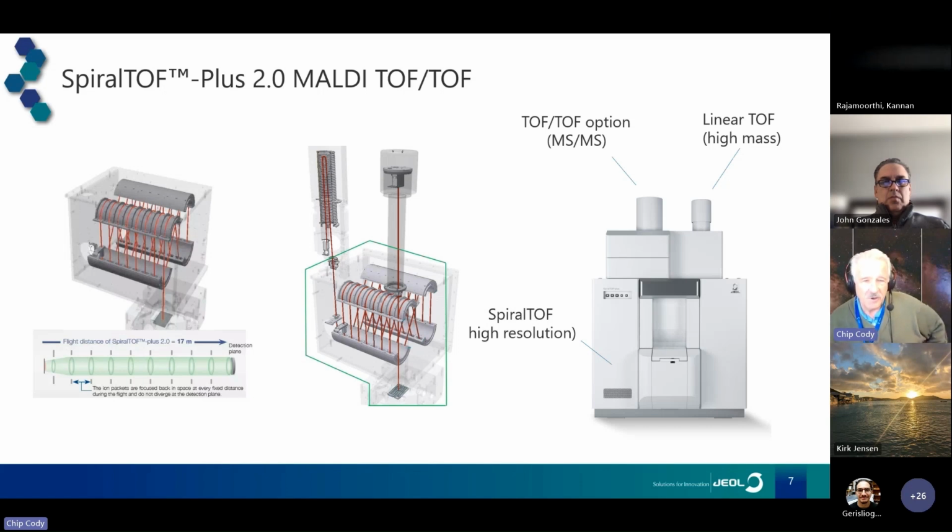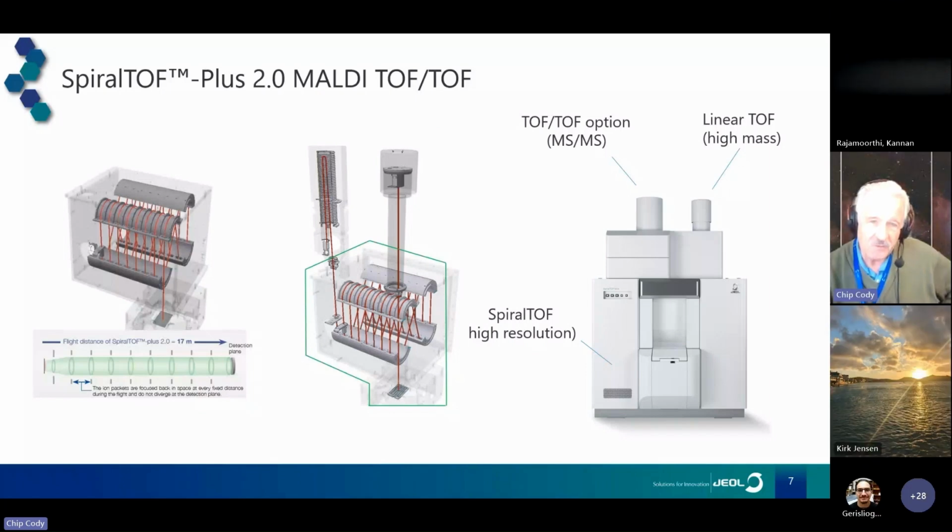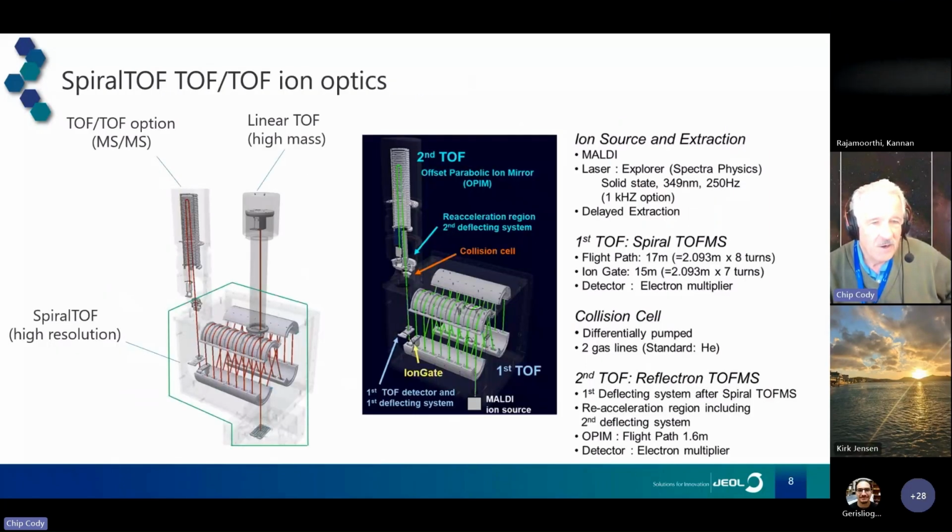And at the 15-meter point, we can put an ion gate and isolate a single isotope out of a cluster for high energy CID. With that, we've got three modes of operation. Essentially, we've got linear TOF. You can see where my cursor is, just for high mass and unperturbed MALDI. We've got the spiral TOF for high resolution, and then TOF-TOF for MSMS. All those can be used in single sample mode or a data-dependent acquisition or for MALDI imaging.